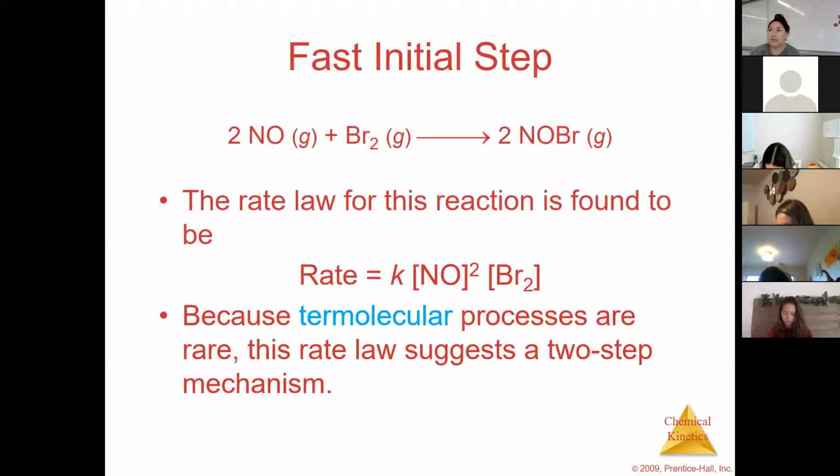So there's something in your reaction that doesn't show up in your rate law. Or if you get something termolecular or larger, that infers that there must be a mechanism. There must be a multi-step process.